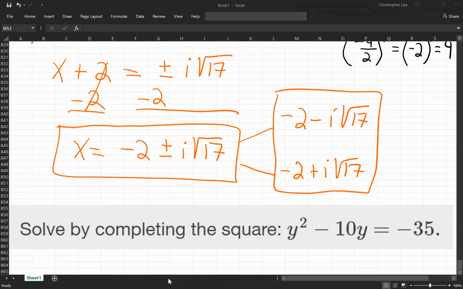This formula is the bomb. Works for all situations, all questions. Right? You know how factoring only worked for some? This works for everything. Every single question.